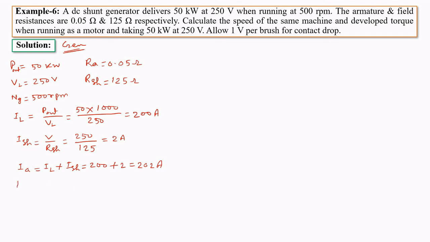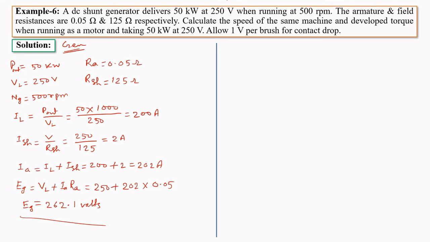And the generated EMF will be VL plus IA into RA. So here it will be 250 plus 202 into armature winding resistance, that is 0.05. So the generated EMF in the machine will be 262.1 volt. This is the generated EMF when the machine is working as a generator.